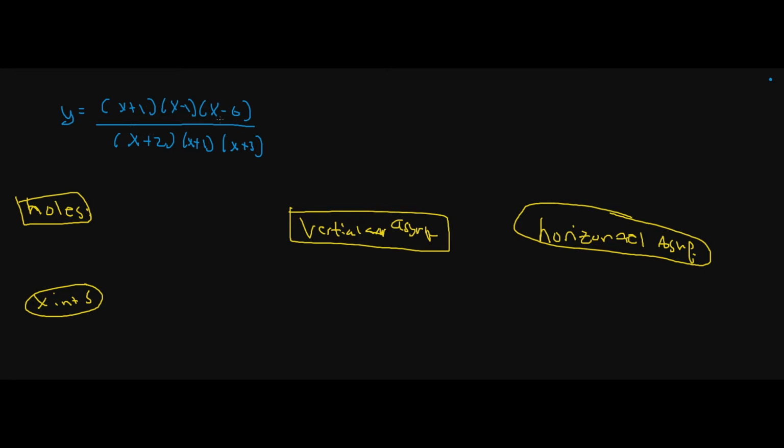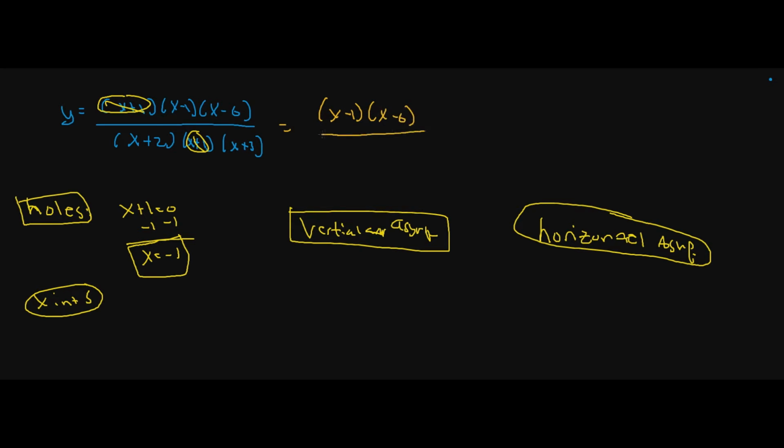So, holes. Do you notice anything that's the same on top and bottom? Well, I notice x plus 1, x plus 1. So we can cancel these out, and I'll write it here: x plus 1 equals 0. Subtract 1 on both sides. So one of my holes is x equals negative 1. Let's rewrite this as x minus 1, x minus 6, all divided by x plus 2, x plus 3.